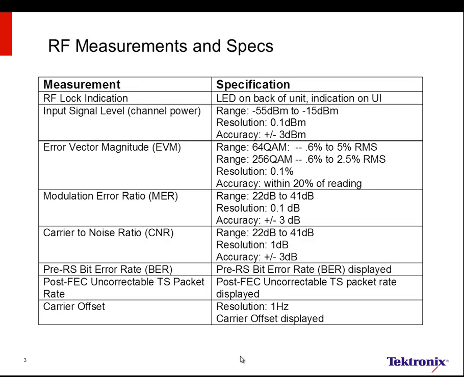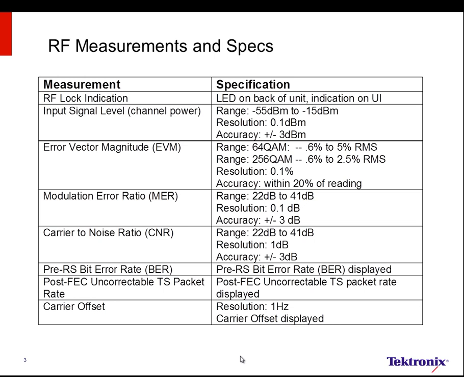The list of features or specifications for this product starts with the input signal range. We don't want to have the signal too hot and burn up the tuner, or too cold and not be able to detect it. And so the range that we require is between minus 55 dBm and minus 15 dBm. And then for dBmV, add approximately 50 dB to that number.